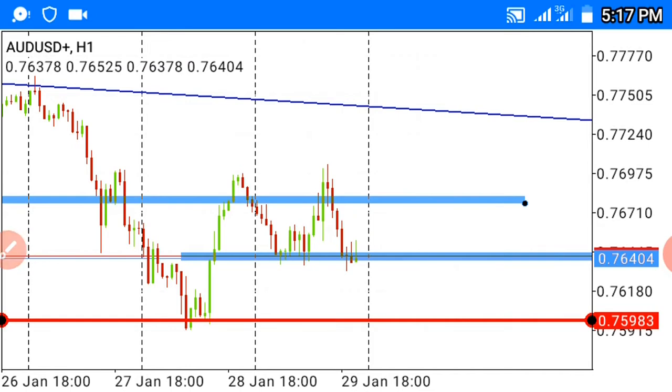Here is a range. So we expect a breakout of either to the upside or to the downside. We are not magicians to tell you it should surely break to the upside or surely break to the downside. But one of them will definitely happen, except the market continues moving in a range.